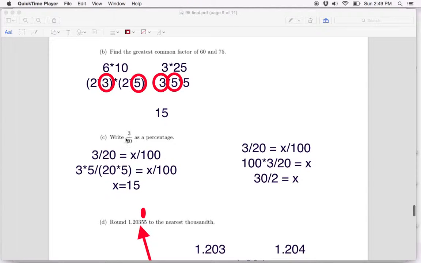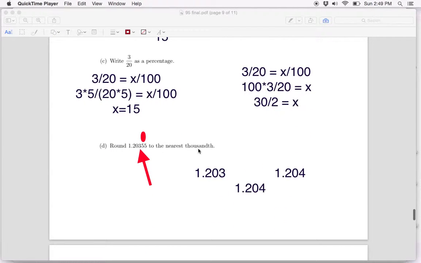All right, here, writing this as a percentage, I have 3/20 equals what percent, basically, what divided by 100. So a couple ways I can do this. I could say, oh, well, I know that 20 to 100 is 20 times 5, so I could take the 3 times 5, and that gives me 15, so I know that. Or I could start from that again and say, okay, well, that's x divided by 100, so I'm going to multiply by 100. So that's 3/20 times 100, or 30 halves. Well, 30 halves is 15.